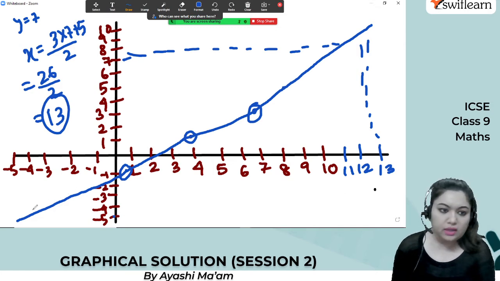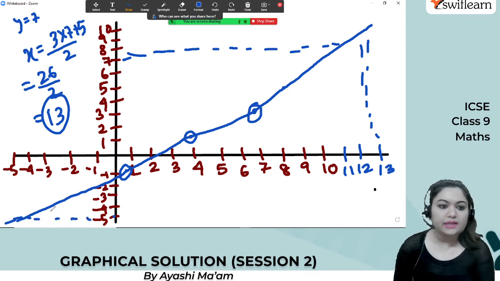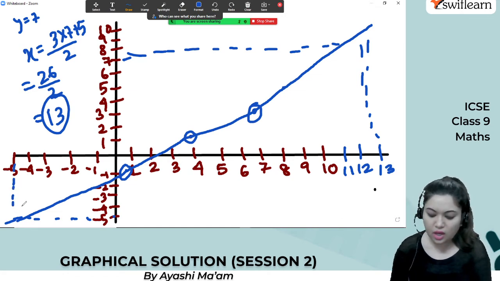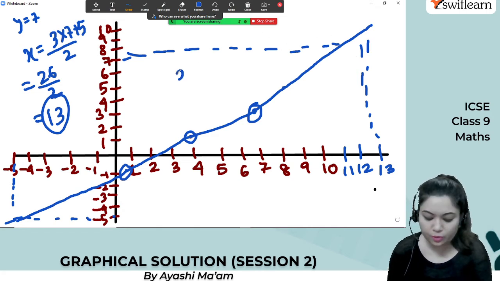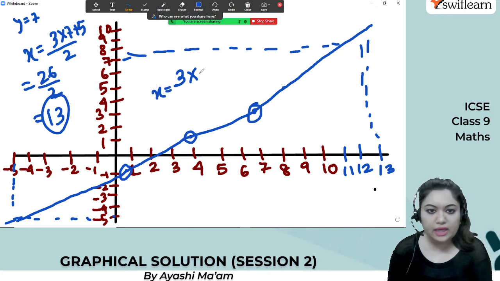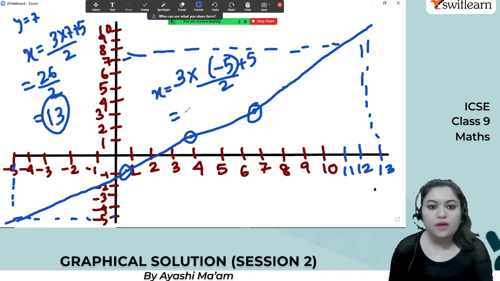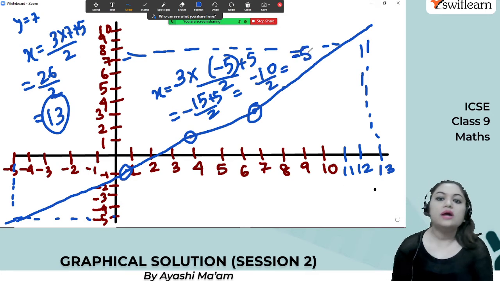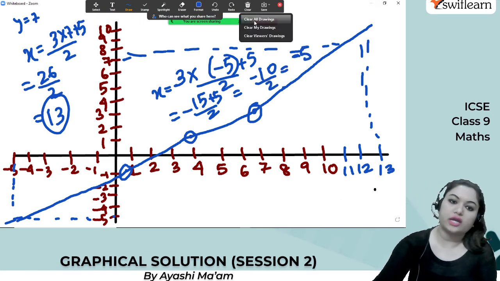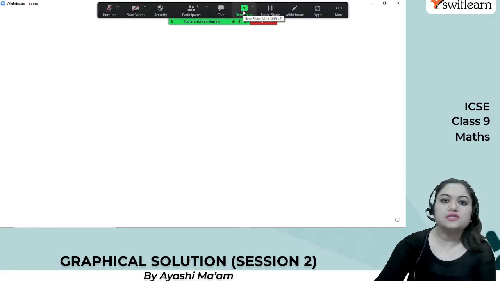So when y is -5 like that, then what will happen? So simply draw the line from here, y -5. Then you will see where on the x-axis it is meeting. It is meeting on -5, right? You can also cross check how. So simply put the value of y: (3 into -5 plus 5) by 2. That means (-15 plus 5) by 2. So you will get -10 by 2. That is equal to -5, right? So you can always cross check. This is how you are supposed to solve this problem.